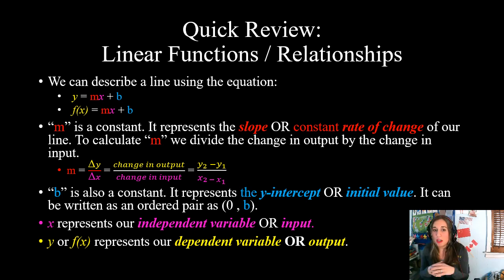So this is hopefully a review for you guys. The change in our y's over the change in our x's, that gives us our rate of change. We also know that in our equation, b is a constant, which represents the y-intercept, or the initial value. X represents our independent variable, or our input, and y, or f of x, represents our dependent variable, or our output. Okay, so bottom line, we can describe a linear relationship using the equation, or using the function f of x equals mx plus b. M is our slope, our rate of change. B is our y-intercept, or our initial value. X is our input, y, or f of x, is our output.